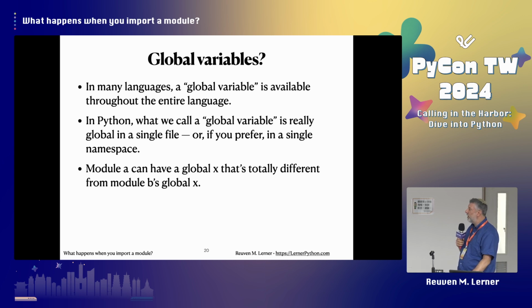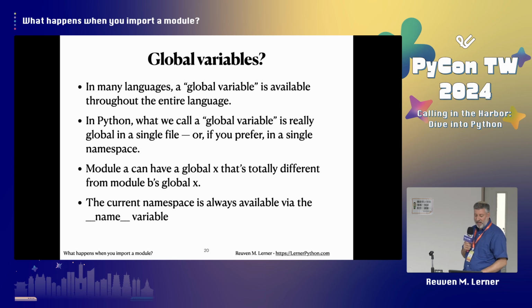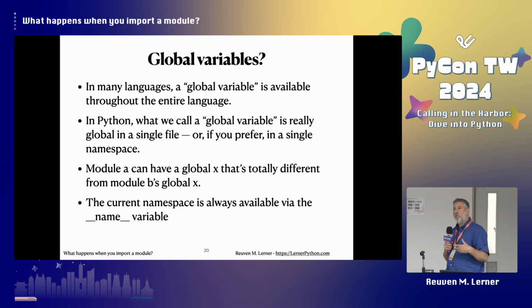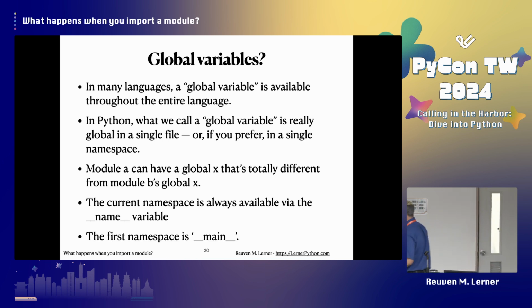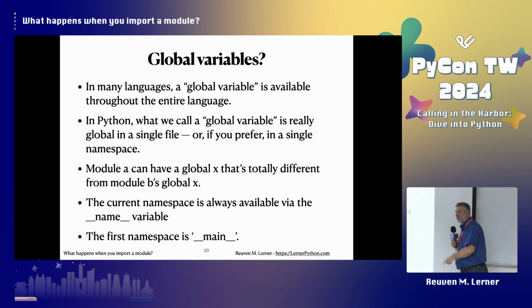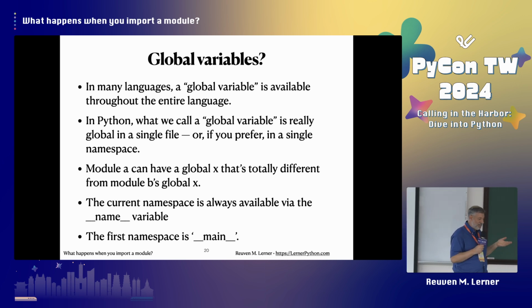Which namespace are we in at a given time? We can always find out with dunder name. Dunder name is a variable, and it returns the name of the current namespace. And the first namespace, when we load up Python, is dunder main. By the way, dunder name is a variable. Dunder main is a string. How could people possibly ever get that confused?